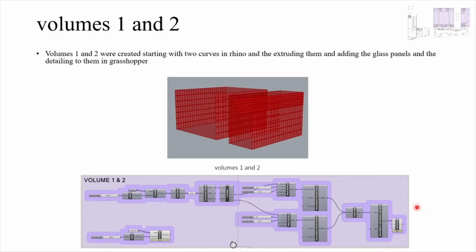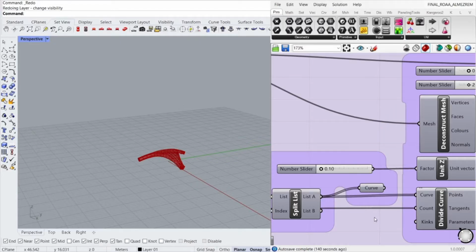Volumes 1 and 2 were created starting with 2 curves in Rhino and then extruding them and adding the glass panels and the detailing to them in Grasshopper. Moving on to the Rhino file, I'm going to present the parametric changes that we can do to the model.